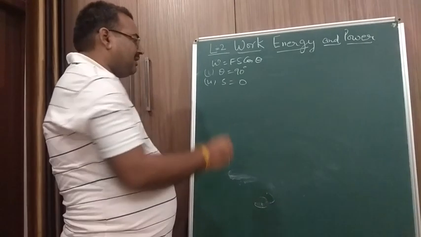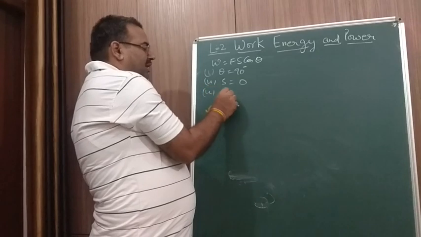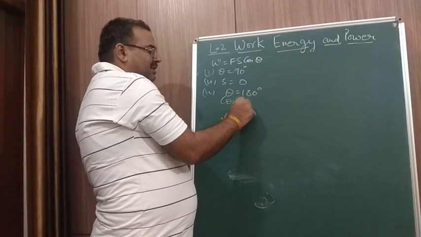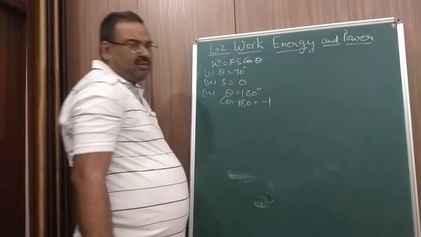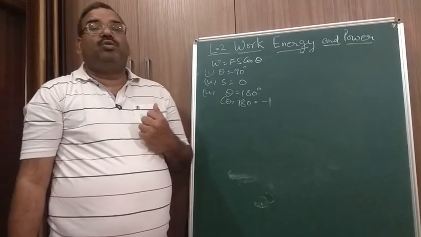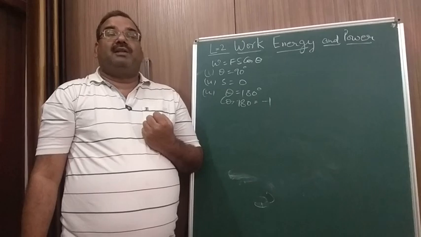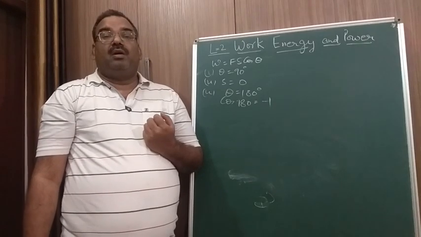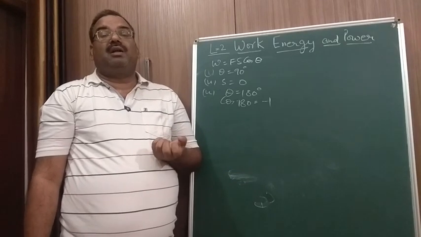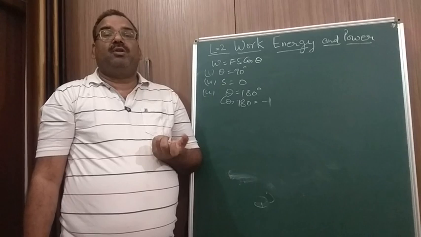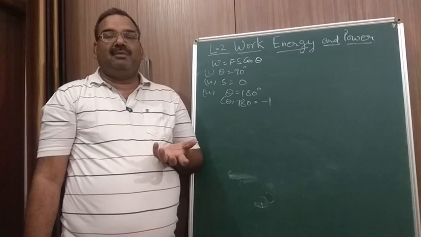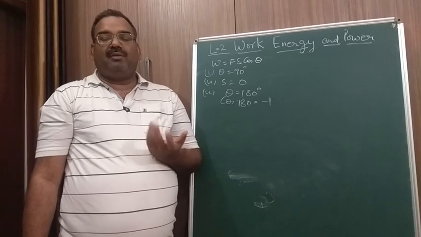Then the third condition, case 3, when theta is equal to 180 degrees. Now, cos 180 is equal to minus 1. What is this case? Now, we come back to the second case. We had a coolie with a load over his head walking on the platform. According to physics, he is doing no work against gravity. Work done against gravity is 0 because cos 90. Then why are we paying him? Why does he demand money, if he is not doing any amount of work?